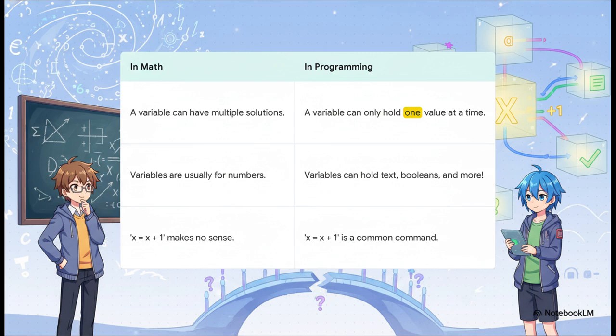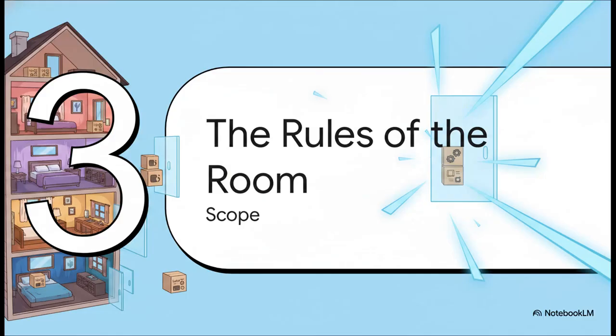It means, hey computer, go find the box labeled X, see what number is inside, add 1 to it, and then put that new total back into the very same box. It's how we make a score go up. All right, on to our next big idea.